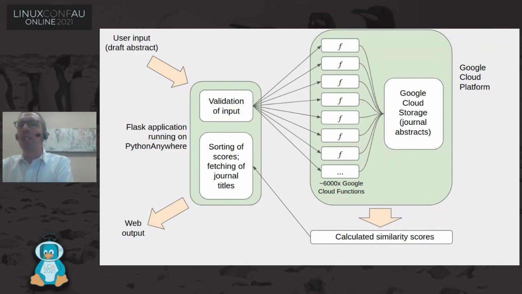The cloud function draws upon the abstracts which are in Google Cloud Storage, close at hand, and it does the comparisons, and it returns a calculated similarity score back to the Flask application. So the Flask application gathers all these scores, sorts them, and does a couple more API calls to get the titles of the top matching journals, and then returns those to the user.